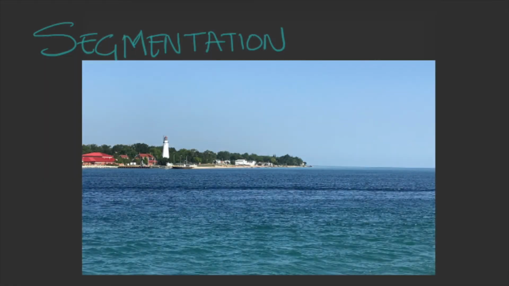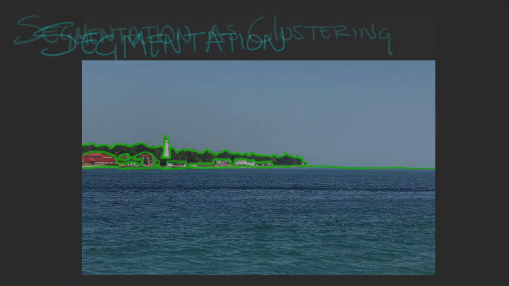Hi, in this video we will talk about segmentation by clustering. When we talk about segmentation, we refer to creating regions on an image. So it's natural to think about segmentation as clustering. We would like to represent an image in terms of clusters of pixels that belong together.